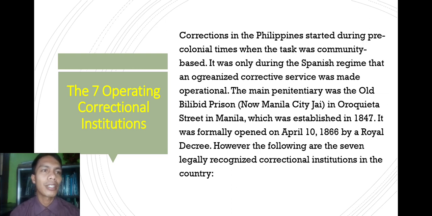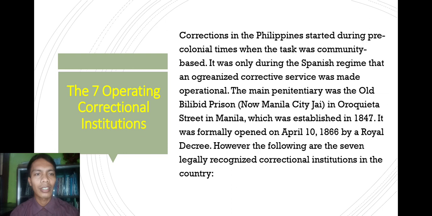Correction in the Philippines started during pre-colonial times when the task was community-based. So it was only during the Spanish regime that an organized corrective service was made operational. The main penitentiary was Bilibid Prison, which is now the Manila City Jail on Oroquieta Street in Manila, established in 1847. It was formally opened on April 10, 1866 by a royal decree.